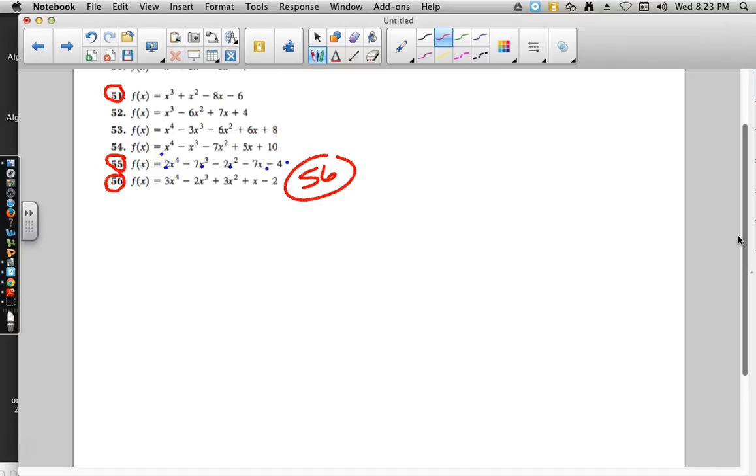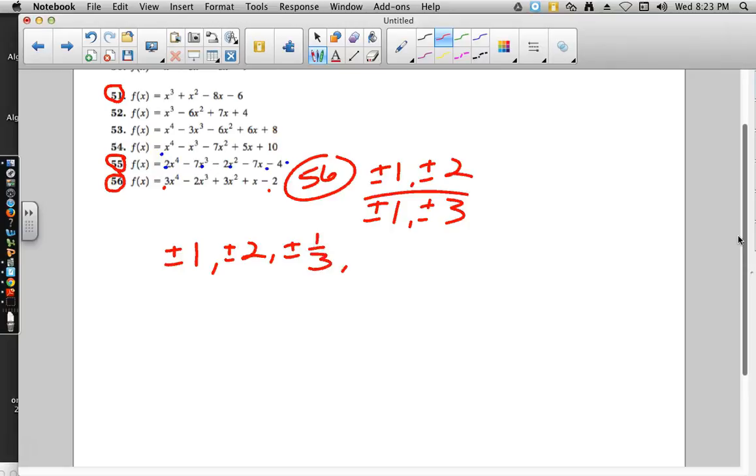Our last number, the constant, has factors plus or minus 1, plus or minus 2. In the front, the factors of 3 are plus or minus 1, plus or minus 3. So that means our possibles are plus or minus 1 divided by 1, which is plus or minus 1, plus or minus 2 divided by 1, which is plus or minus 2. Now we're going to start with the 3, so 1 over 3, plus or minus 1/3. And then 2 over 1, like I said, we already had that in the other one. So 2/3 would be the other possibility.